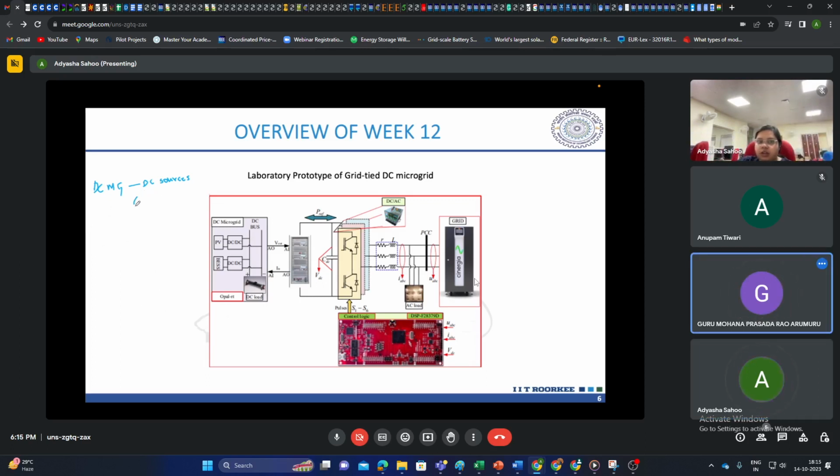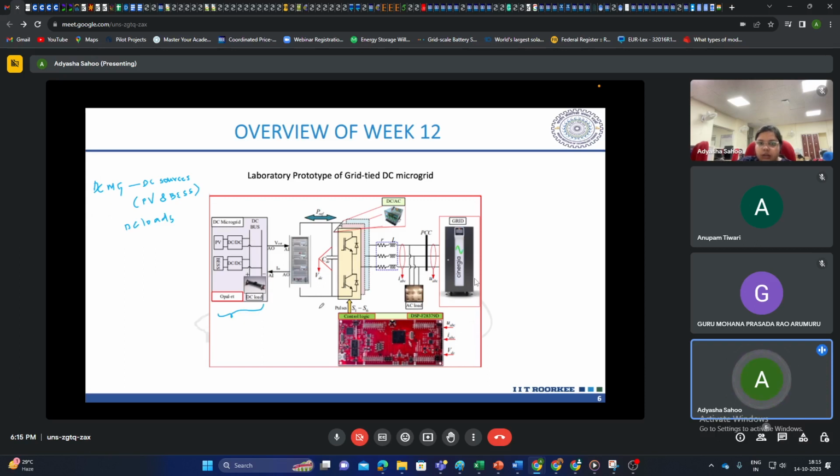Yeah, true, correct. So here we are considering that we have a PV source and a battery energy storage acting as the DC source in the microgrid. And additionally, we have DC loads. So both of them comprise the DC microgrid basically. So this part here.